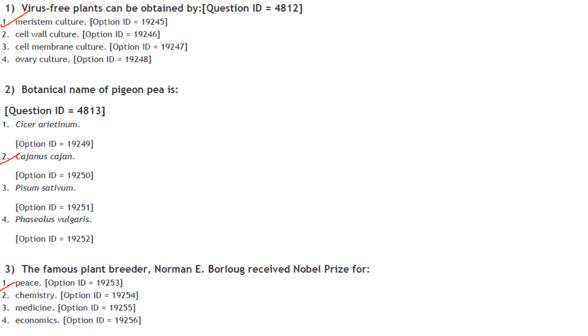Virus-free plants can be obtained by meristem culture. Answer is option 1. Everybody knows that answer. Botanical name of pigeon pea is Cajanus cajan. Answer is option 2. The famous plant breeder Norman E. Borlaug received Nobel Prize for Peace. Answer is option 1.